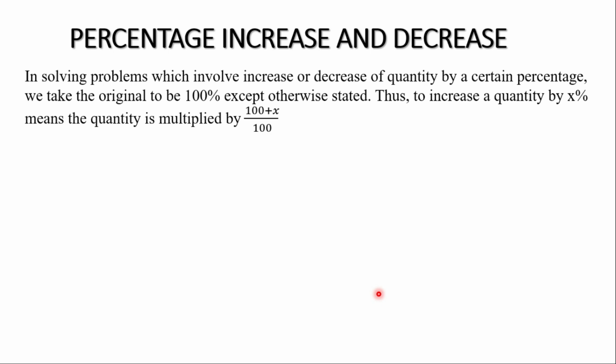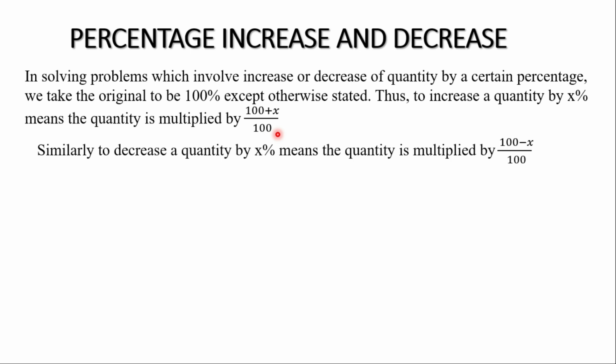So to increase a quantity by x means the quantity is multiplied by 100 plus x over 100. The original quantity here is 100 plus the increase. They said x percent, so just add the x to the 100 and divide by 100. And that's the percentage increase you are adding to it. Similarly, to decrease a quantity by x, the original quantity is 100%, so you are decreasing it by x, which means that we just subtract the x from the 100, and then you go over 100.